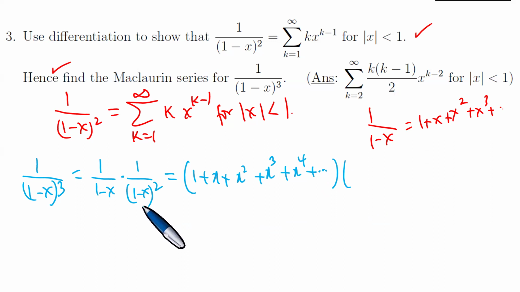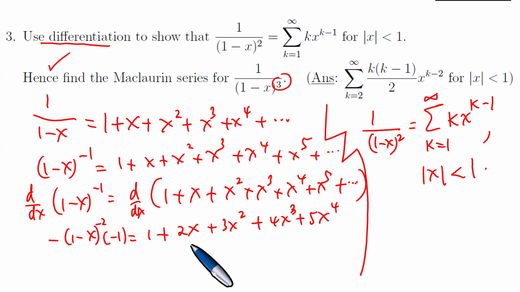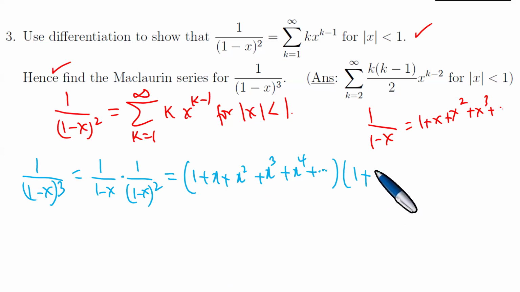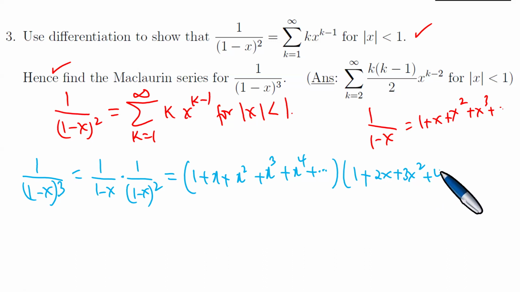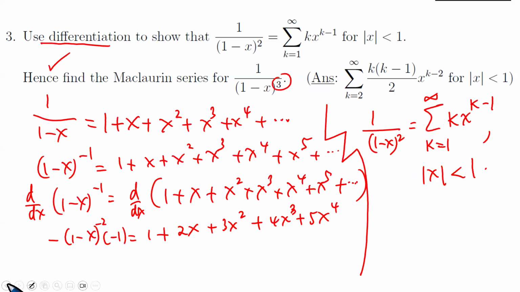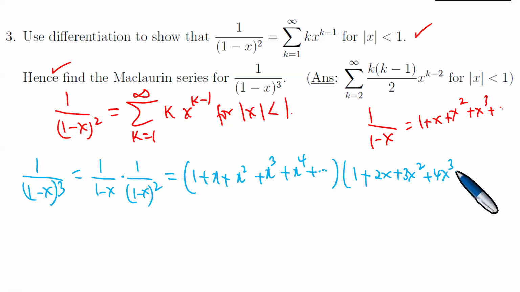And then this one is exactly this, but we saw that this one is exactly what? 1 plus 2x, 3x squared, 4x cubed, 5x to the fourth power. Okay, so this is what you have.